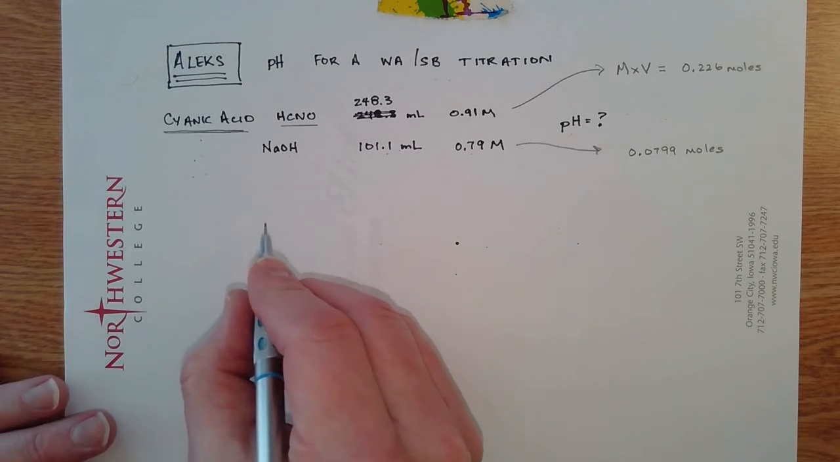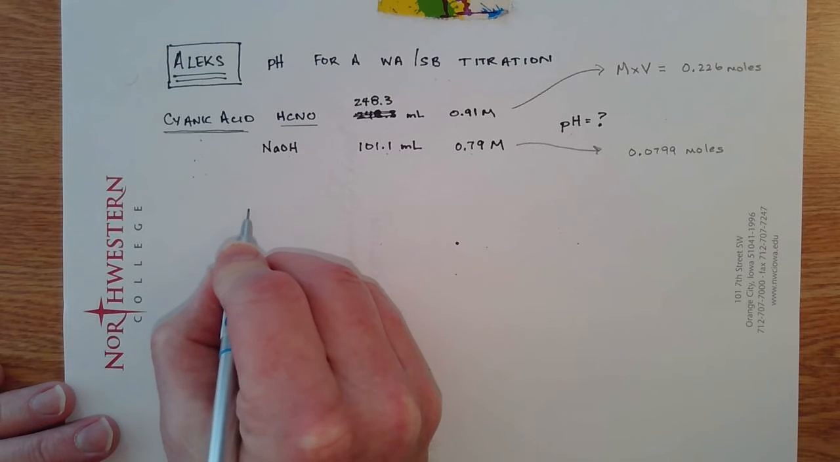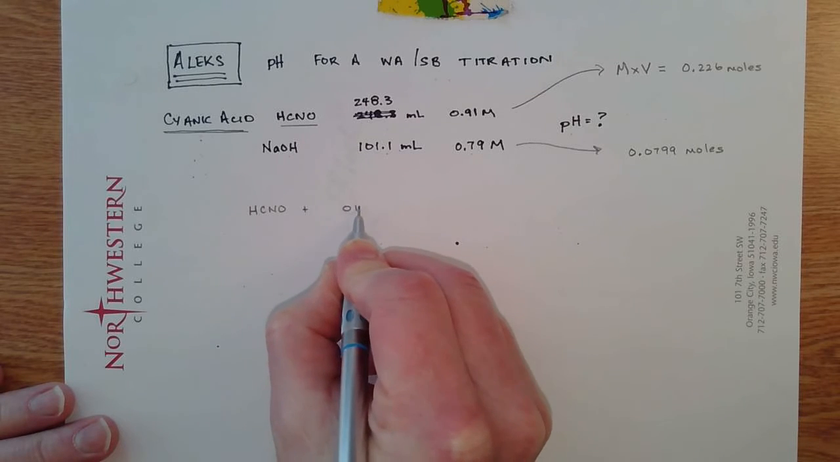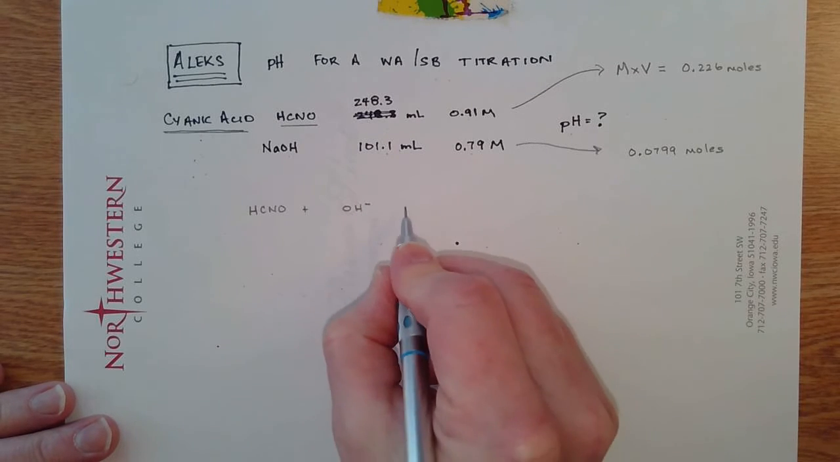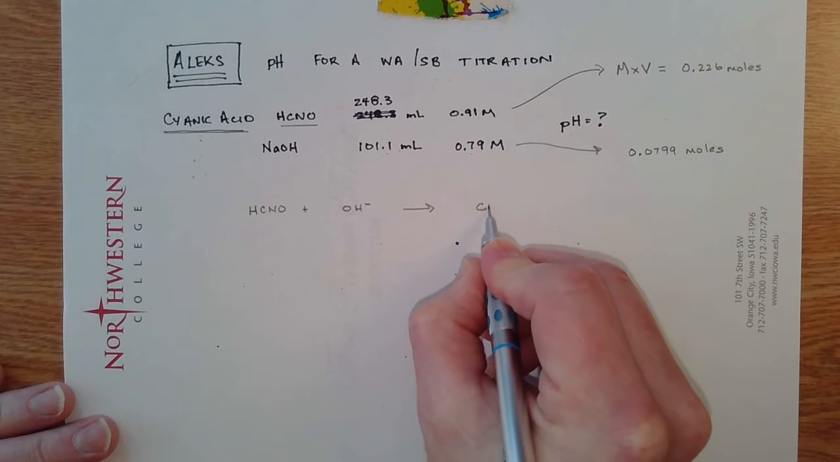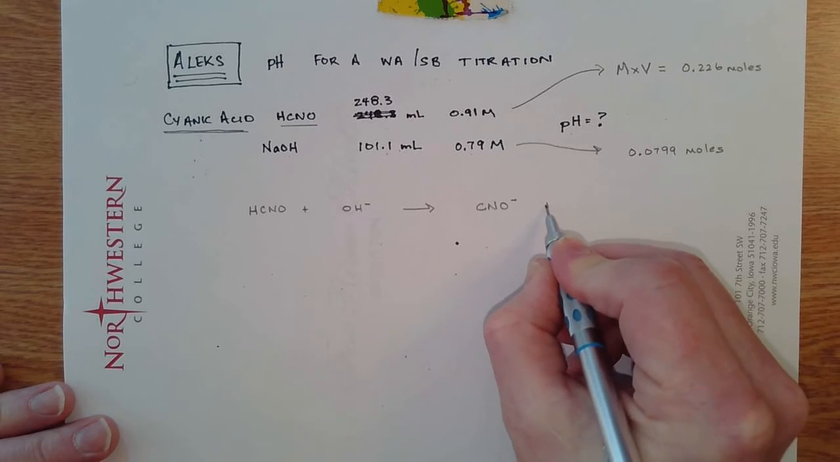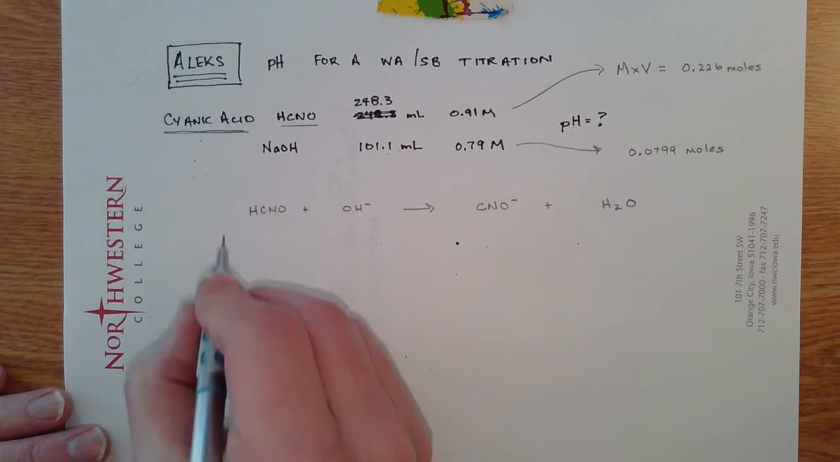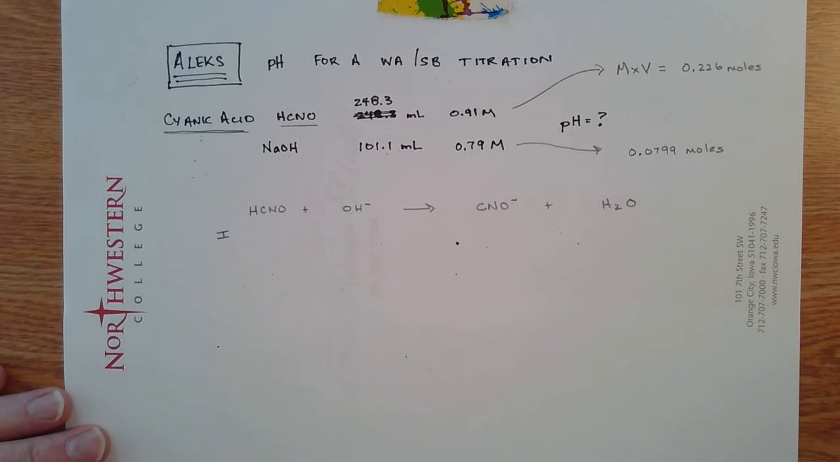The next thing we should do is pay attention to what the reaction is going to be. So our acid, HCNO, is going to react with the OH part of the NaOH, and that's going to take a proton from the HCNO, giving us CNO minus and water. Now calculating the pH is going to depend on how many moles of all of these things there are present in the solution. So let's keep track of that using a reaction chart, and I'm going to do this in terms of moles.